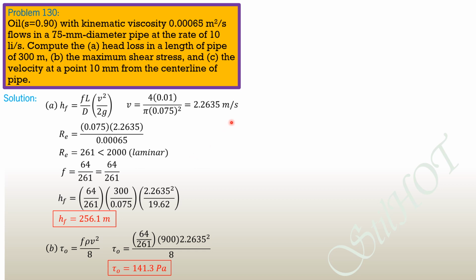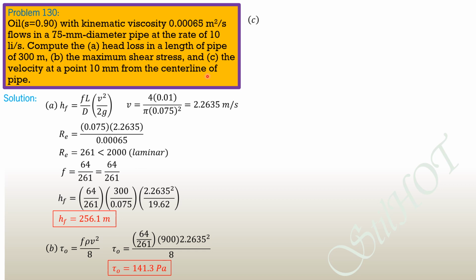Then for the last question, part C, the velocity at the point 10 mm from the center line of pipe, since the flow is laminar, V sub R is V sub C, where V sub C is 2 times the mean velocity of flow times the quantity 1 minus R squared over R sub O squared, where R is 10 mm and R sub O is the radius of the pipe, which is 37.5 mm.